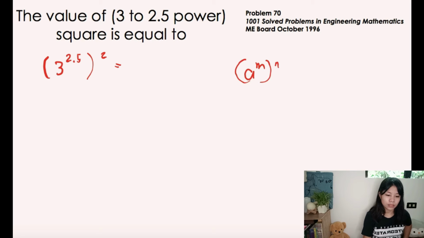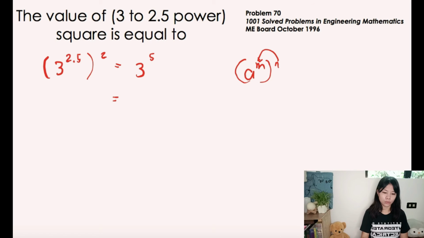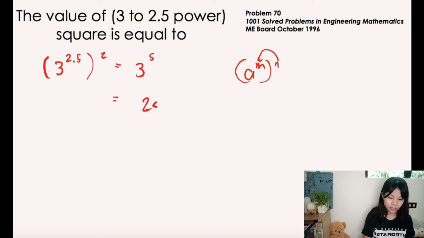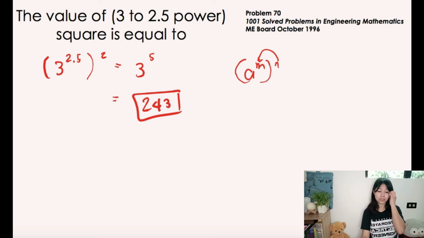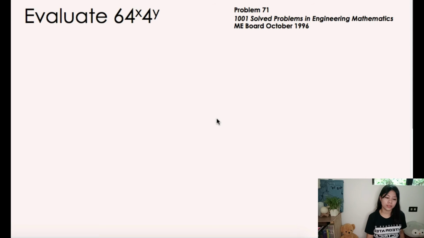raised to m raised to n. So, a raised to m raised to n is equal to 3 raised to 5. And 3 raised to 5 is equal to 243. So, the answer is 243. May mga madadali naman din palang part sa board exam. So, huwag tayong matakot. This is problem 71 from 1001 Solved Problems in Engineering Mathematics, NE Board, October 1996.